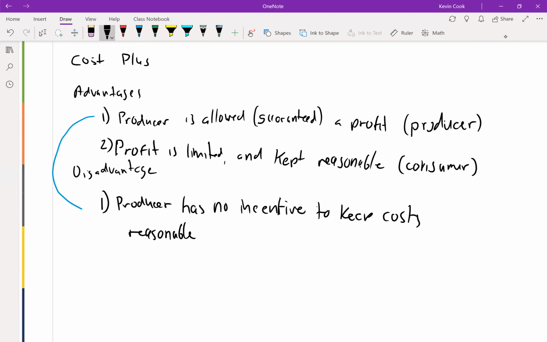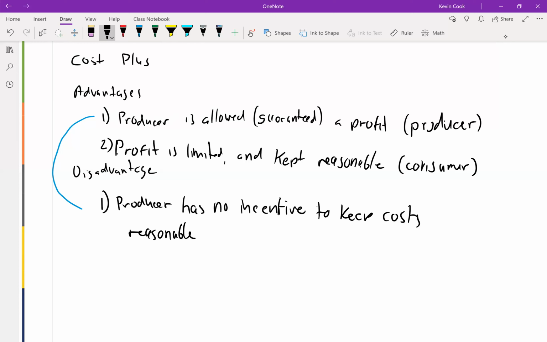So if a producer has no incentive to keep their costs reasonable, in a pure cost plus case, a producer could come in and pay everybody on their staff a salary of $1 million a year. So everybody from the CEO to sales reps, right? We might say, yeah, they can pay them all $1 million a year. Now, if you were going to work for them, sure, that'd make you happy. But in this case, they'd have to pay for those workers.